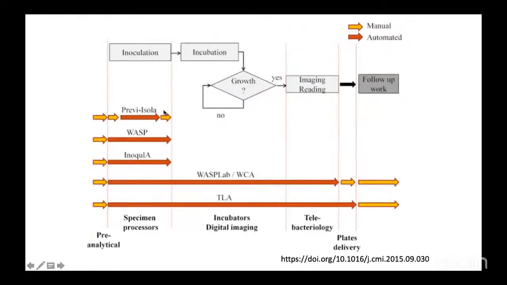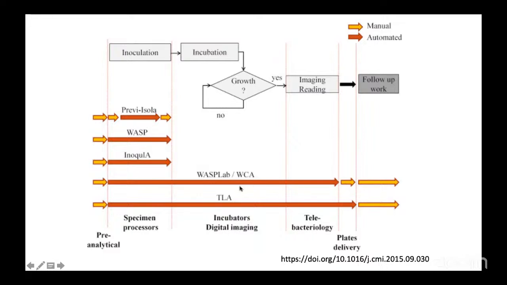So you will have different kinds of systems which are available for specimen processing. You have those which are incubators and digital imaging, where you have WASP labs or WCS or bench incubators with automated cameras which take images, and then read these images with telebacteriology. I can sit at my home. And actually, the reality of work from home can be there for a microbiologist as well. And then the follow-up work, the plates, the delivery, and other things can be done by an automated system.